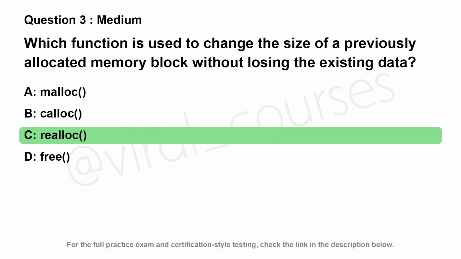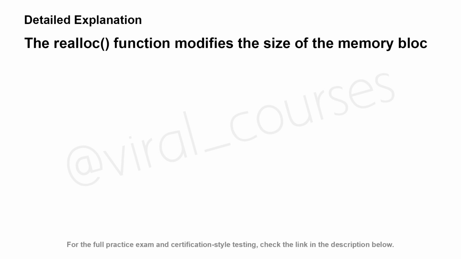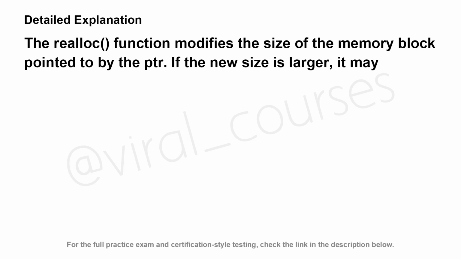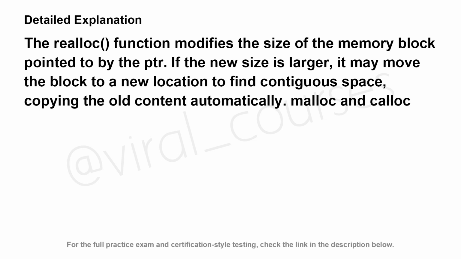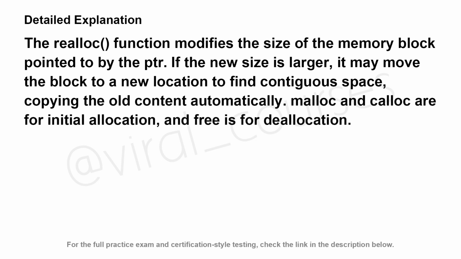The correct answer is C. The realloc function modifies the size of the memory block pointed to by the ptr. If the new size is larger, it may move the block to a new location to find contiguous space, copying the old content automatically. Malloc and calloc are for initial allocation, and free is for deallocation.